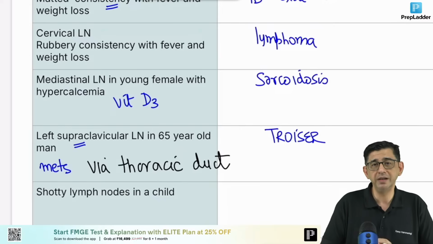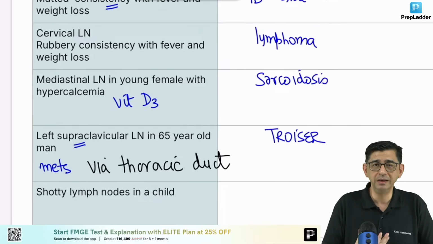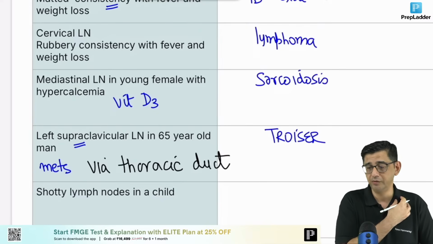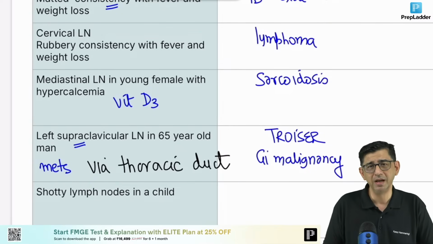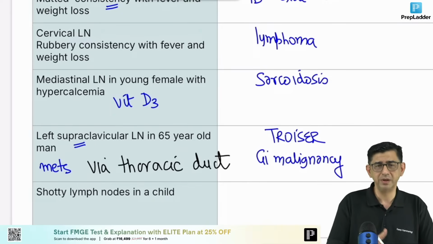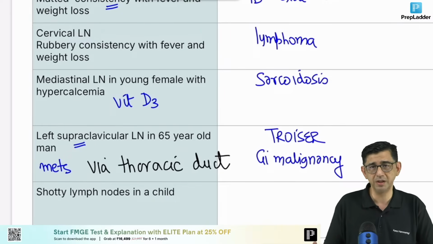So the bottom line is, whenever we are talking about Troisier sign, that is a left supraclavicular lymphadenopathy, the cancer is going to be spreading from the stomach via the thoracic duct, and that's going to contribute to this left supraclavicular lymphadenopathy. Yes, GI malignancy is a very good answer. It can be stomach cancer, pancreatic cancer, colon cancer. So GI malignancies contribute to Troisier sign in a patient. And let's have an input with respect to the last one. Yes, very good. Gastric adenocarcinoma, pancreatic adenocarcinoma, those are some of the common answers that you would be giving.